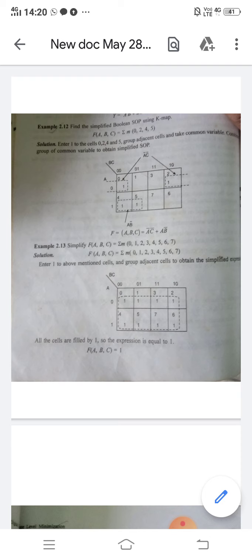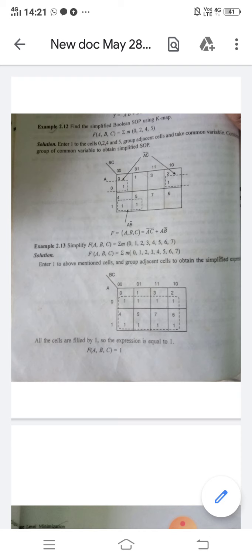Similarly for the last group, the second group, it is 1 in the row. 1 means A. Column 0, 0, 0, 1. What is common? 0 is common. It is for B, so the answer will be B bar. Just put the variable as it is if it is 1, and if it is 0, just put bar. So the answer will be the sum of the two: A bar C bar plus A B bar. Just put the sum, it is solved. Sum of products: first you must make the product, then make the sum.